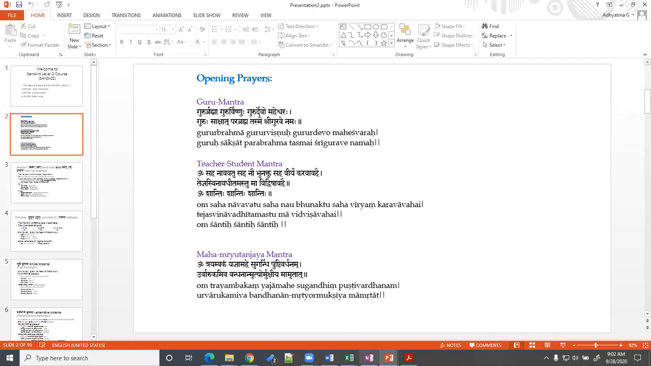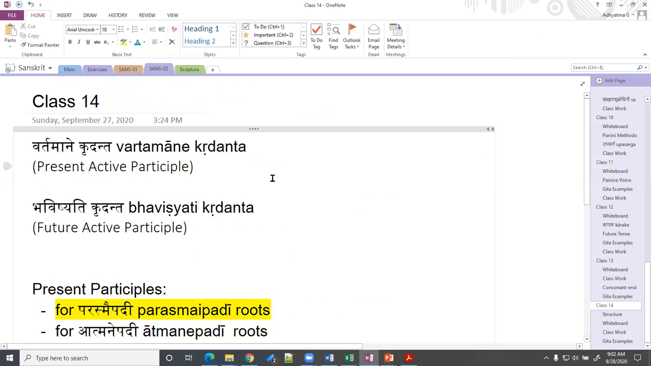So today we'll start our class number 14. And today we'll have two Krut Pratyaya. So Krut Pratyaya, when a word comes in the end of the Krut Pratyaya, that is called Krudanta. So two words with Krut Pratyaya.